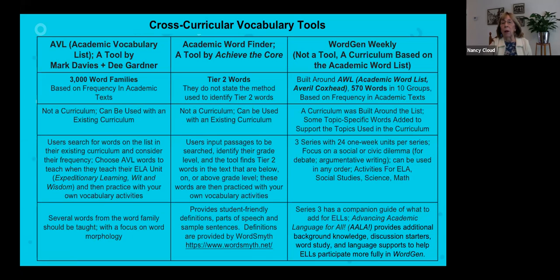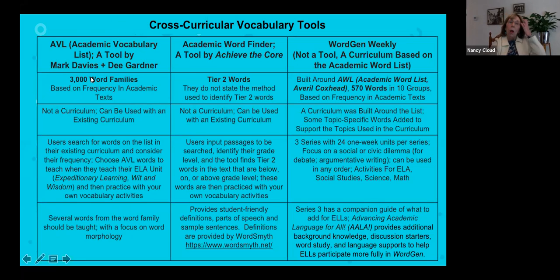And it was designed by a linguist in London, Averil Coxhead. And she identified 570 words in 10 groups. So fewer words, 570 words, as opposed to the academic vocabulary list that identifies 3,000 word families. And in the Word Gen Weekly, these are single words to work on, not word families, whereas with the academic word list, it's 3,000 words, but in families, imagining that you're going to teach more than one word in the family.